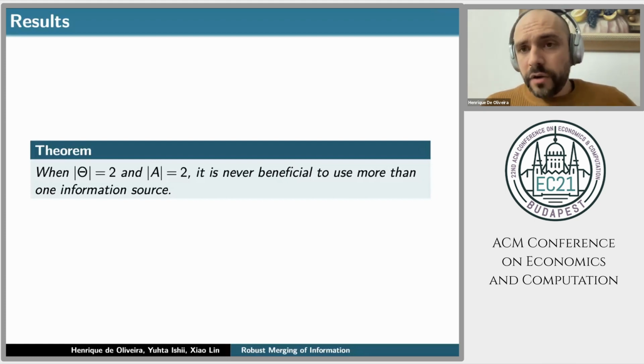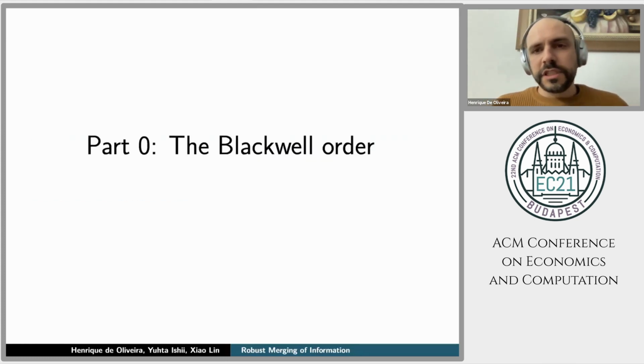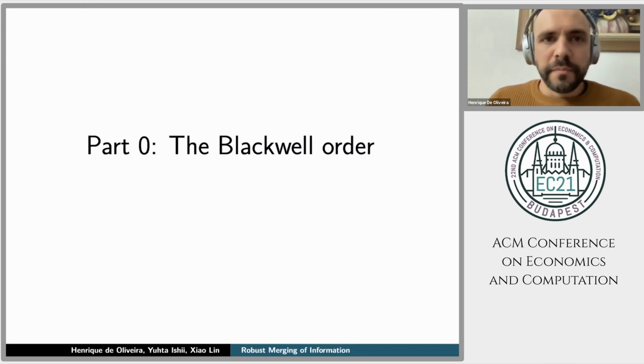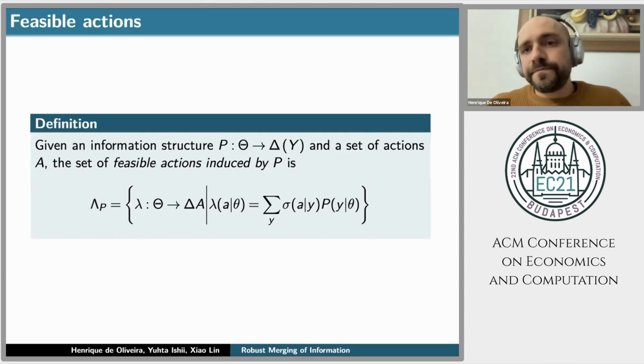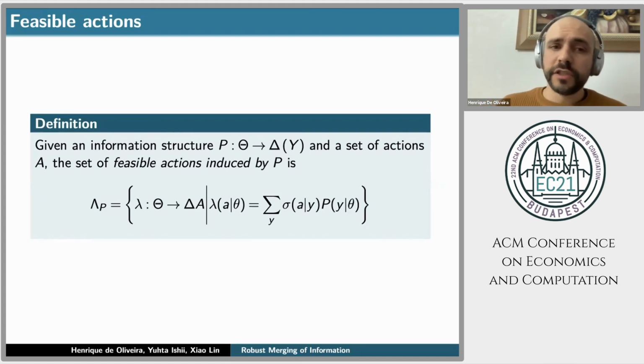Okay, so before I go into the proof of this result, I need to go over some preliminaries, a little bit about the Blackwell order, which I think some of you may know quite well, but if you do, then this will be a little bit of a refresher. Okay, so the Blackwell order. Here's one way. Blackwell order is about ranking information, right? How much information we have. So one way of doing this is according to what is possible to do, what is feasible.